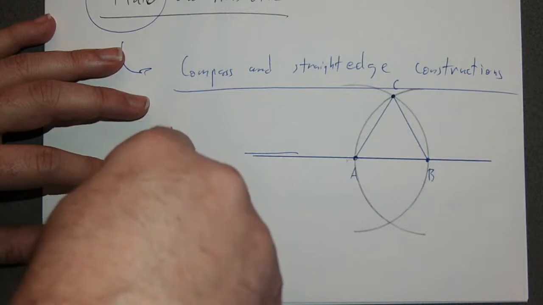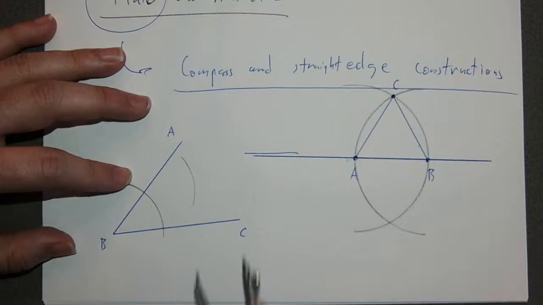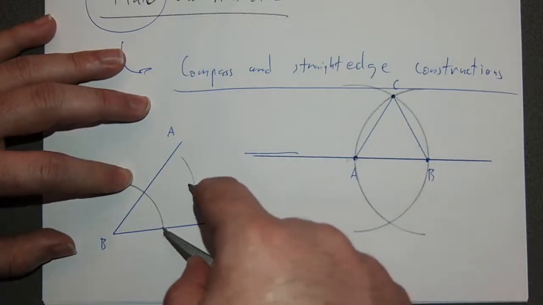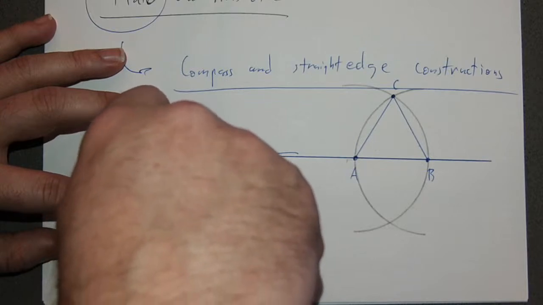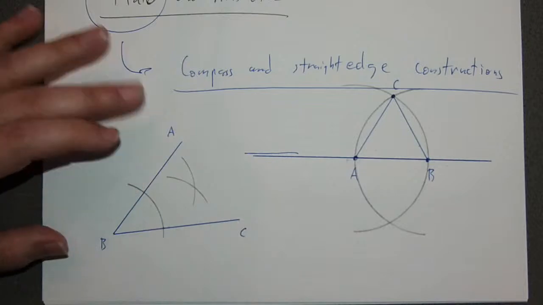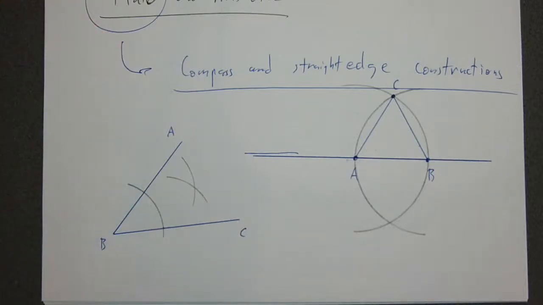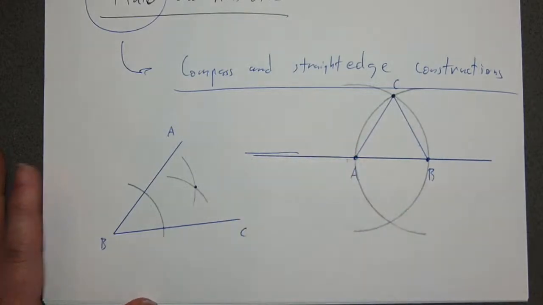And I make an arc out here. I switch to the other intersection point, and I do the same thing. Why did I do that? Well, now I found a point.